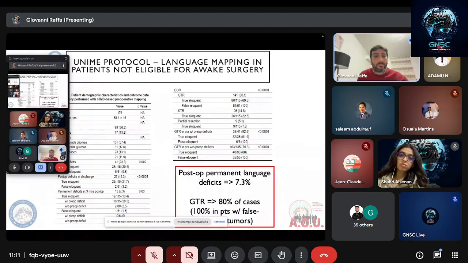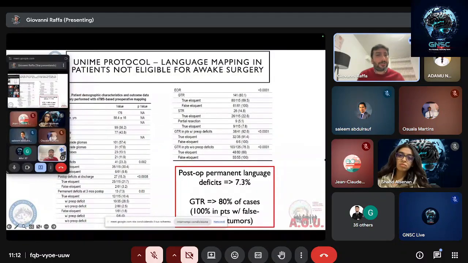That was, in our series of 176 patients, 7.3%. It is not that high, not that low, and not comparable with awake surgery, even if there are many papers reporting different percentages of language deficits after awake surgery. Anyway, consider that all those patients were not eligible for awake surgery. 7.3% for postoperative permanent language deficit was, in my opinion, a good percentage.